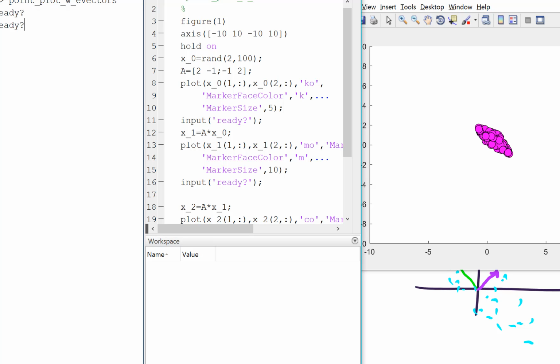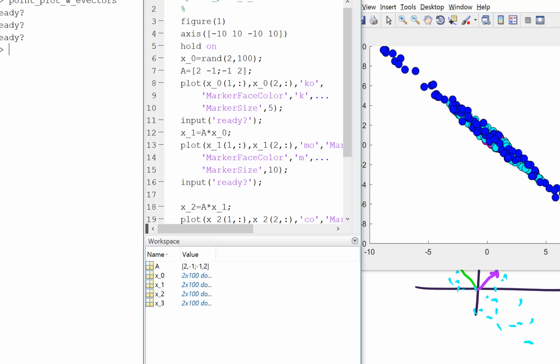After one application of matrix A, we start to see those black dots stretching out along the eigenvector associated with lambda equals 3. With repeated applications of matrix A, this transformation encoded by A, we see them really stretching out along the direction of the dominant eigenvector, and we see that the other eigenvector is maintaining its unit length 1.